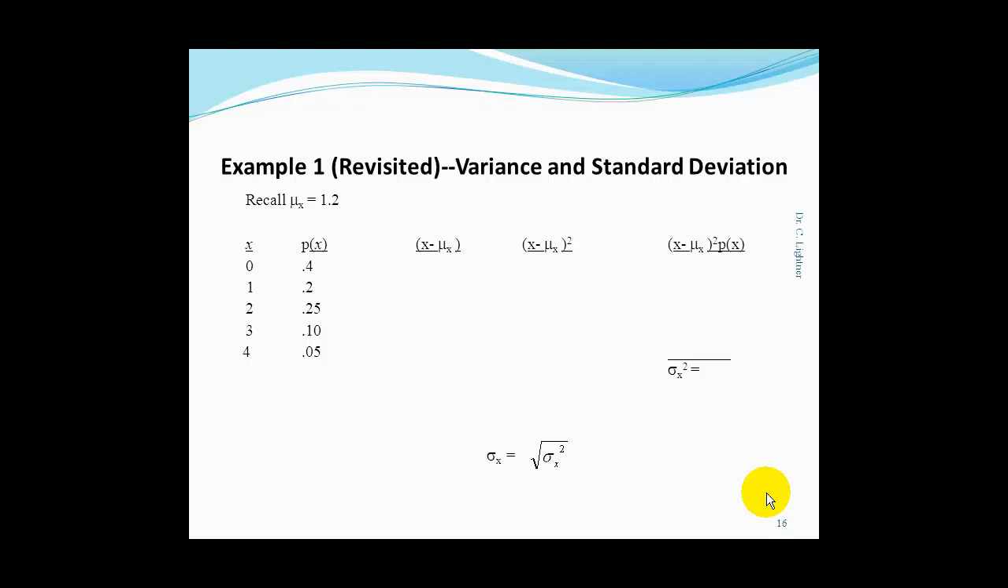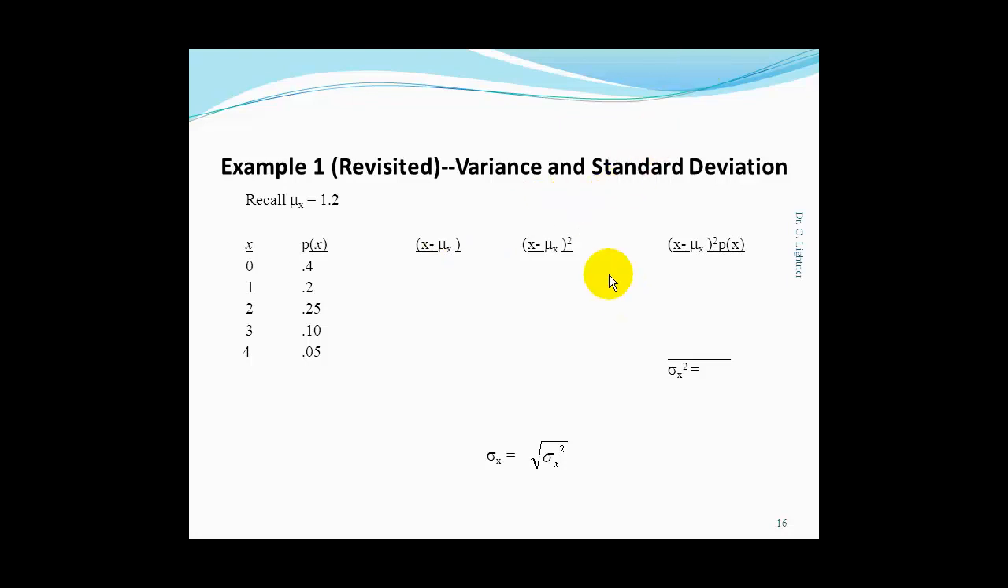Let's revisit example 1. Recall in example 1, we computed the mean value of the random variable x to be 1.2. In order to compute the variance, let's set up a table with the following columns. The first column should be for all of our x values. In the second column, let's put the probability of each of the x values occurring. In the third column, we should record the difference between each x value and the mean value for the random variable x.